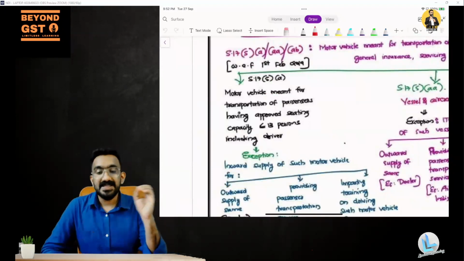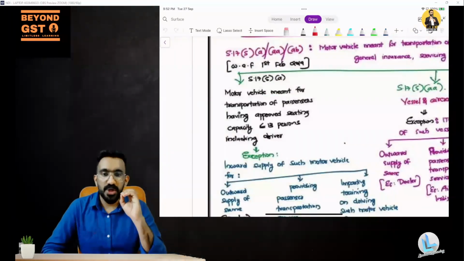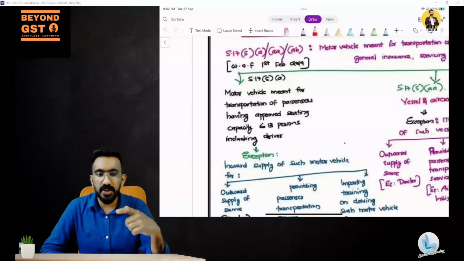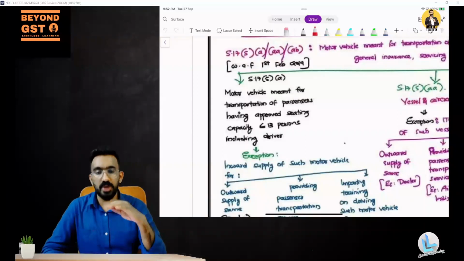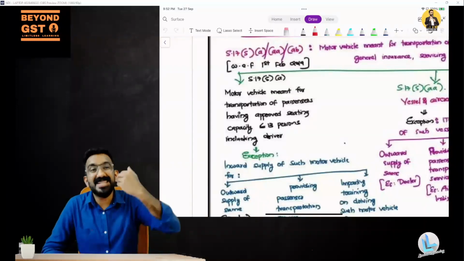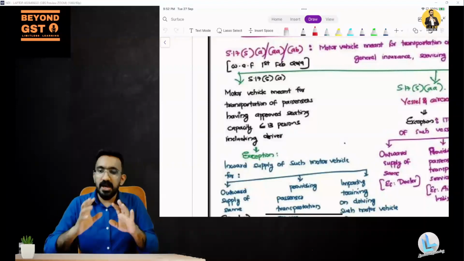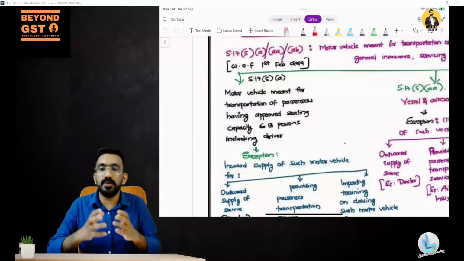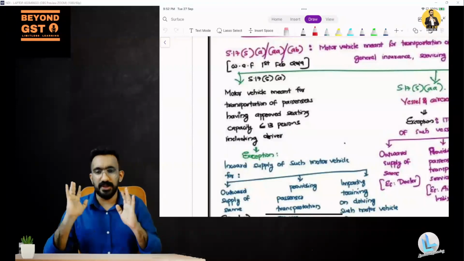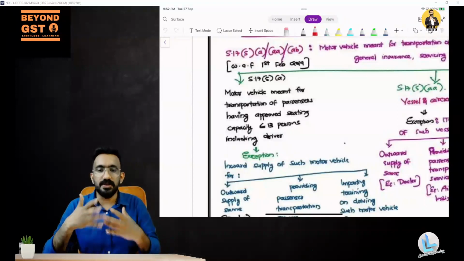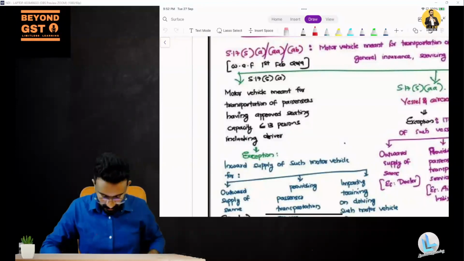Now, there are exceptions to this. What do you mean by an exception to a block to credit? When there is an exception to block to credit, will credit be allowed or not allowed? Credit will be allowed, because block to credit means credit is not allowed. Now I have an exception. I will give you credit, because government says that in some cases, if I don't give credit, it's completely unfair. So in some cases, I'll give you credit. Which are the cases where I'll give you credit? That is being listed next.